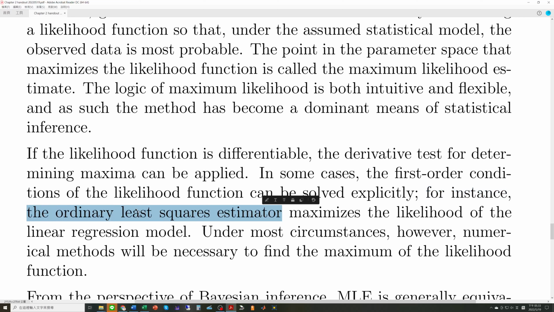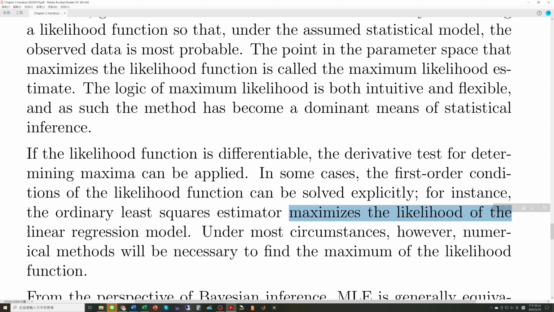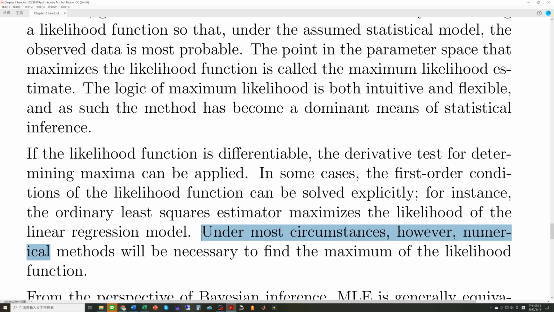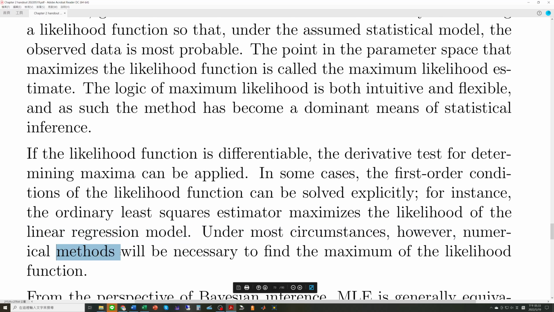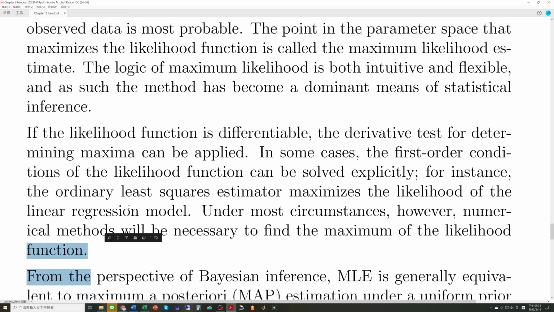We have introduced what least squares is in the previous pages. If you forget, please see the handout on the previous pages. It maximizes the likelihood of the linear regression model. Under most circumstances, however, numerical methods will be necessary to find the maxima of the likelihood function.